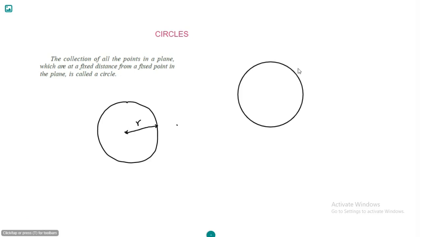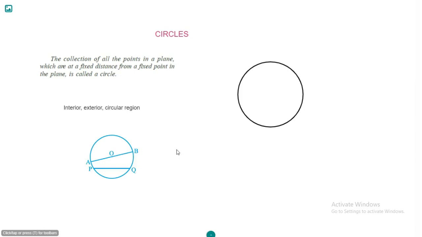When we draw a circle in a plane, we see that the plane is divided into three parts. The area that's inside the circle is called the interior of the circle, and the area that's outside the circle is called the exterior of the circle, right? And of course you have the circle, that's the third part. So you have the interior, exterior, and the circle.